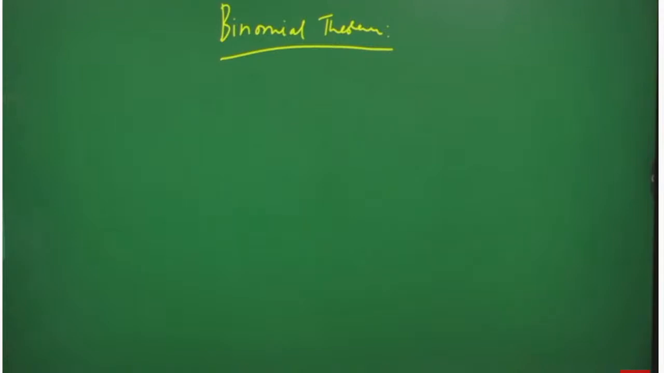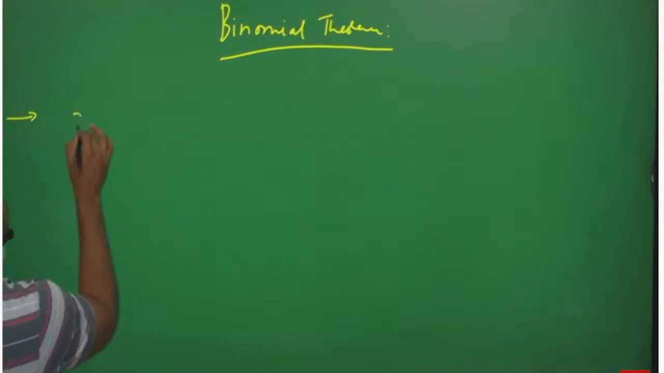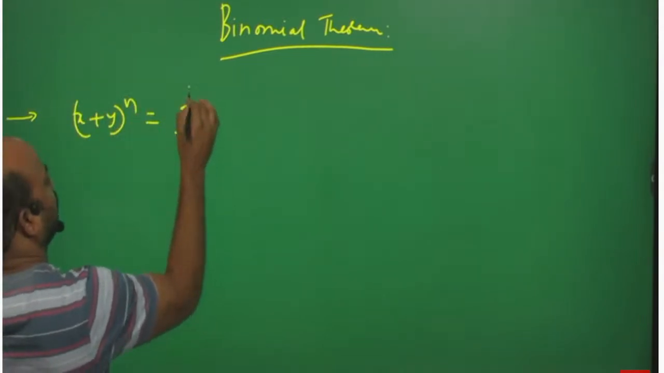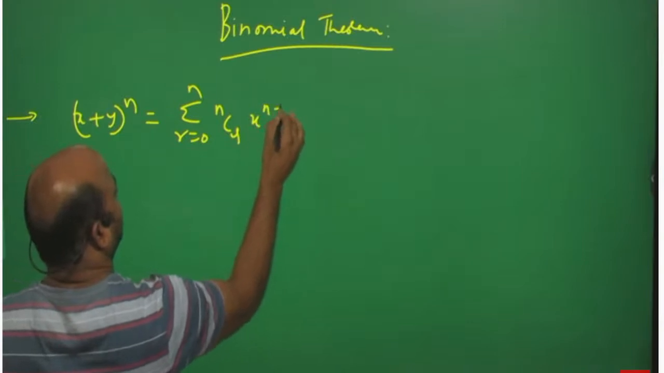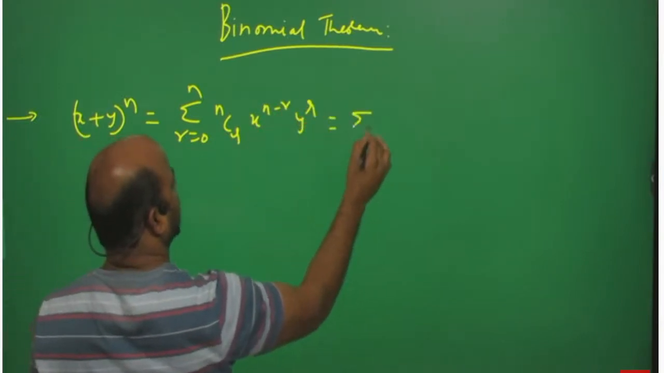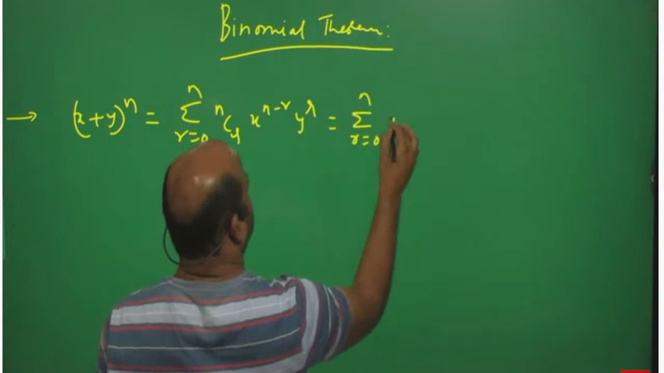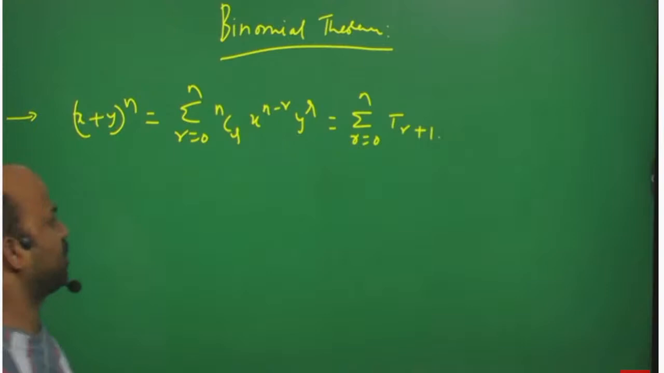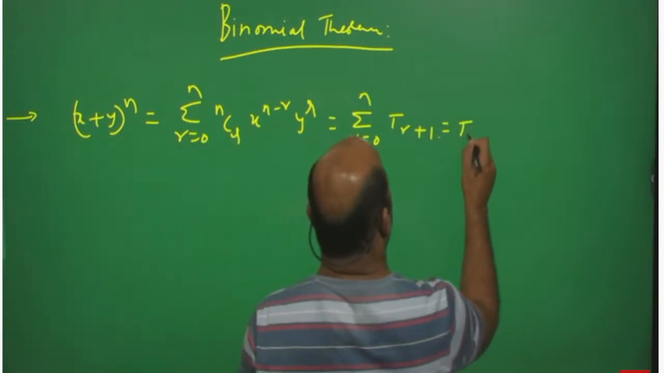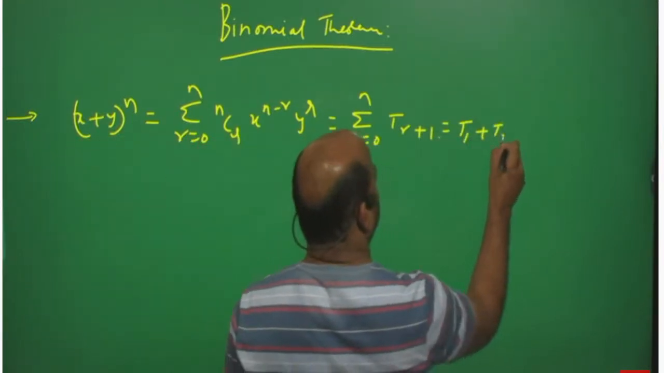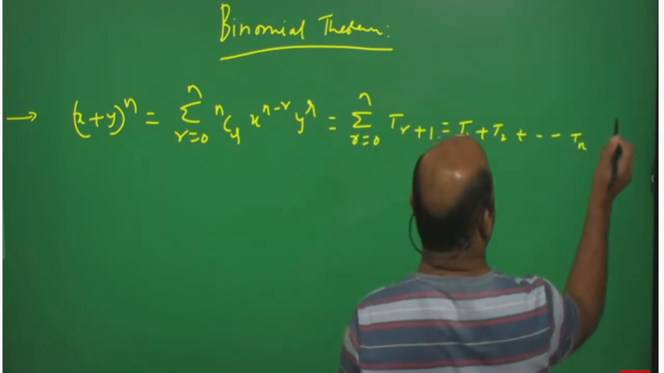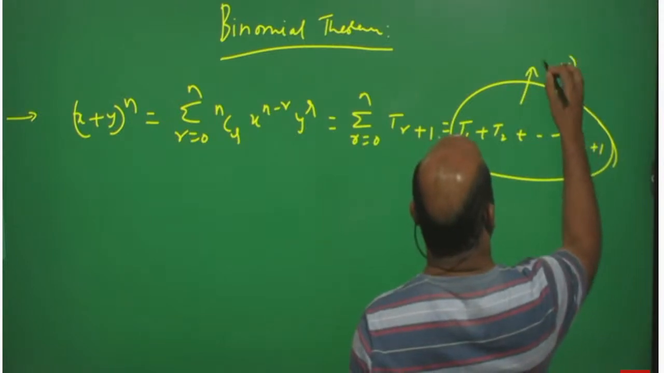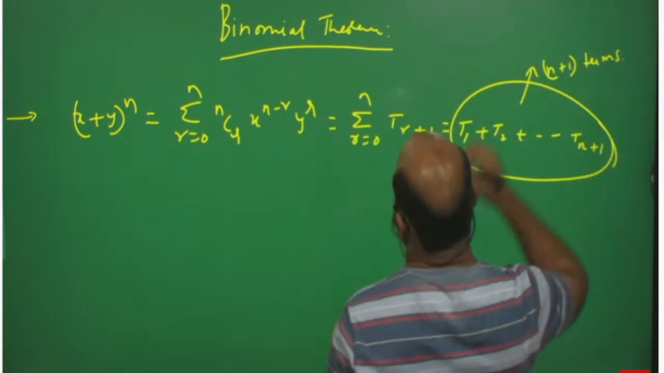What the binomial theorem is saying is, write down, (x + y)^n can be written as sigma r equal to 0 to n, nCr into x^(n-r) into y^r, called as sigma r equal to 0 to n T(r+1). T(r+1)th term, that's nothing but what? Put r = 0 means T1 plus T2 plus and so on plus T(n+1). So total how many terms are there? n + 1 terms.